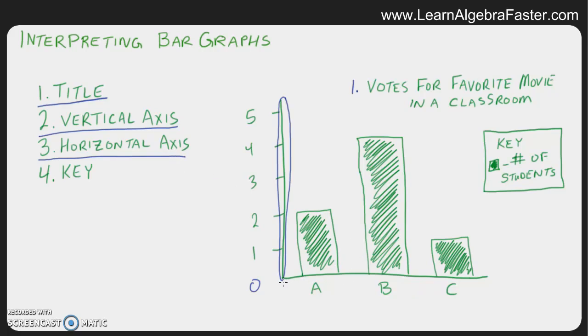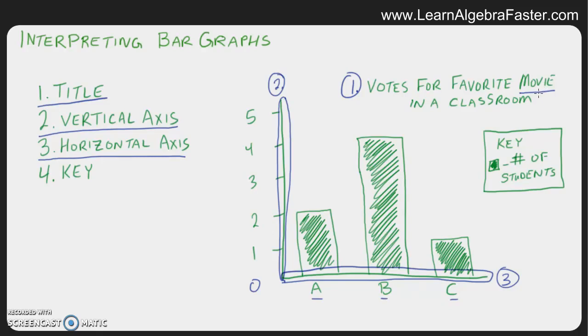The third part is the horizontal axis. That is the axis that is going left to right. That is this right here. It's in the same place on every bar graph. I guess we should go ahead and label the vertical axis as number 2 and the horizontal axis as number 3. And this is where you get groups of things. You get the groups of what you're going to count. In this case, we have A, B, and C. And if you go back to the title, those are the favorite movies that people are voting for.